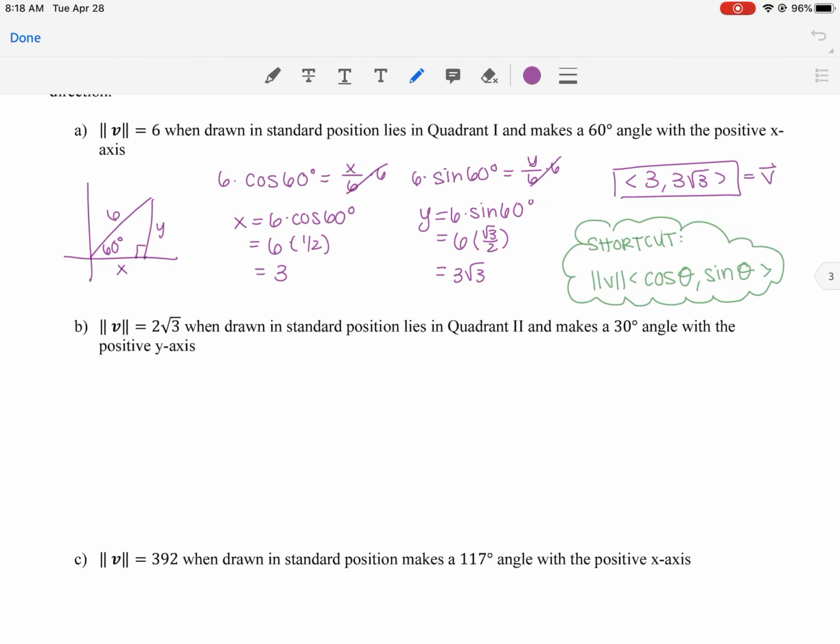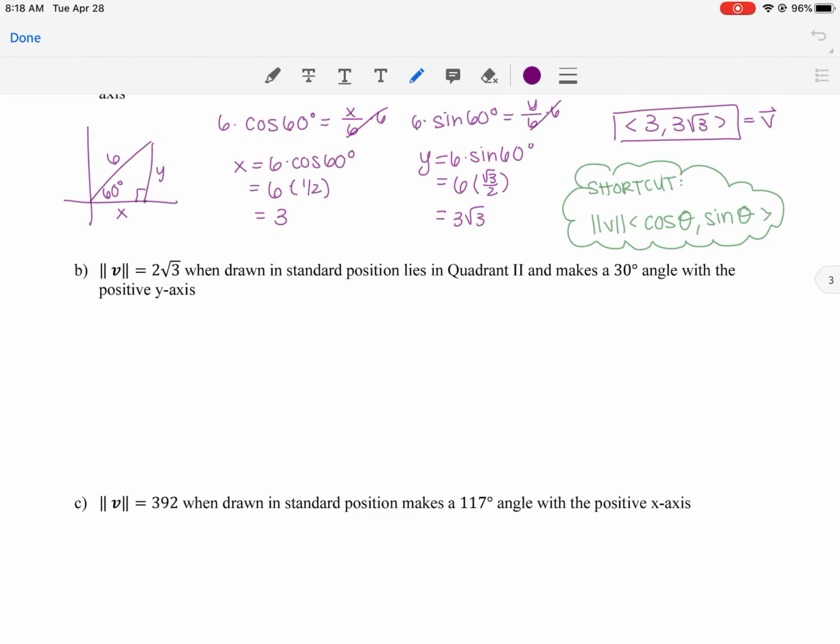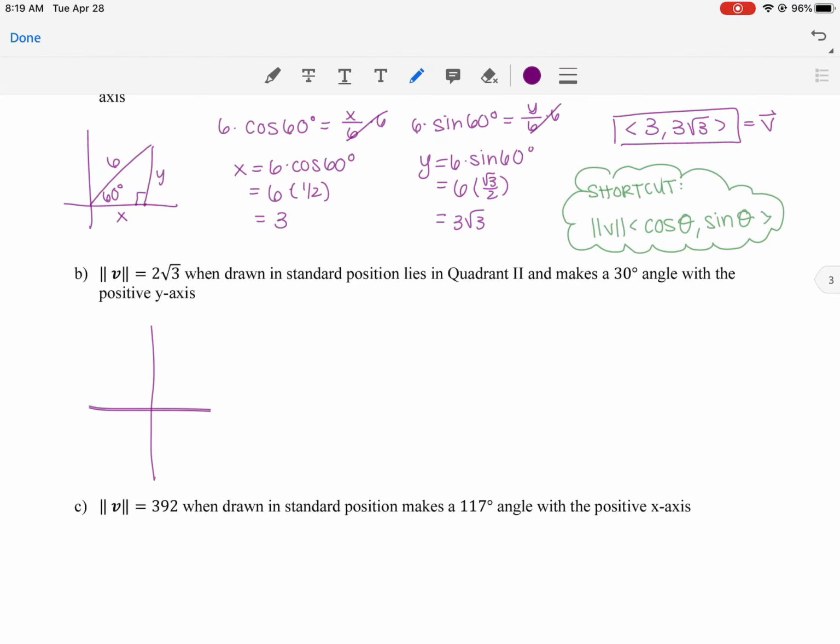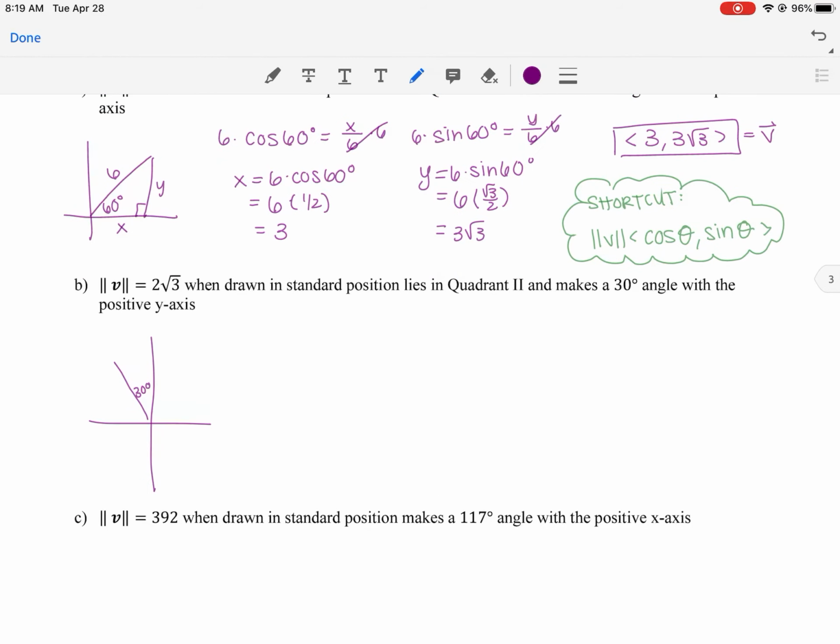I do think the picture helps, so I'm just going to draw at least one more picture, and then maybe we can use the shortcut fully on the last one. So on this one, we're in the second quadrant, and it makes a 30-degree angle with the y-axis, so 30 degrees there. And they're saying this hypotenuse is 2 square roots of 3. So in reality, this angle from the positive x-axis is a total of 120 degrees. So while we're finding this x and y, the theta we're going to use is 120.